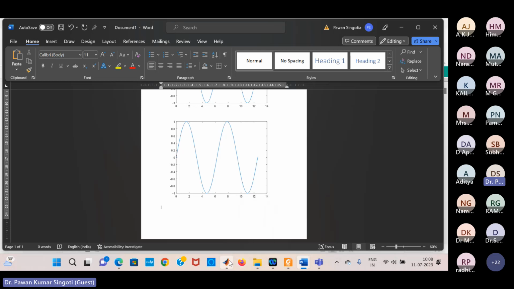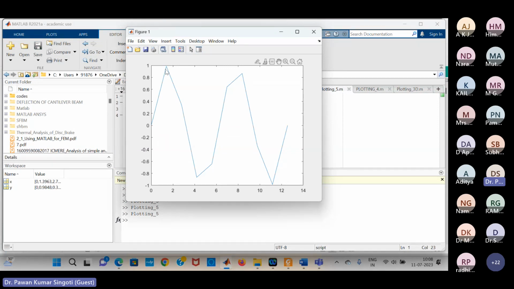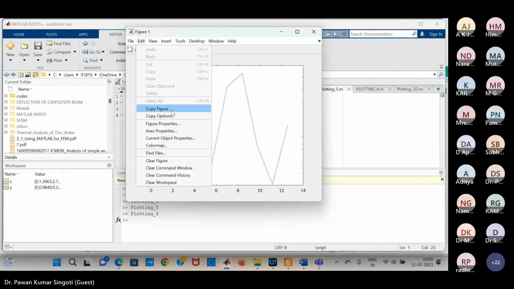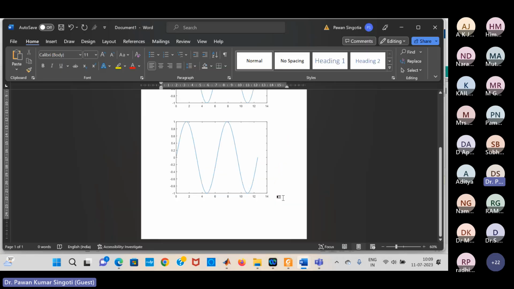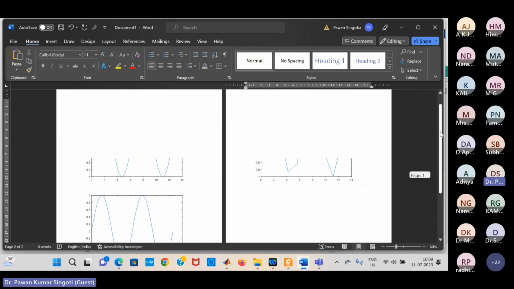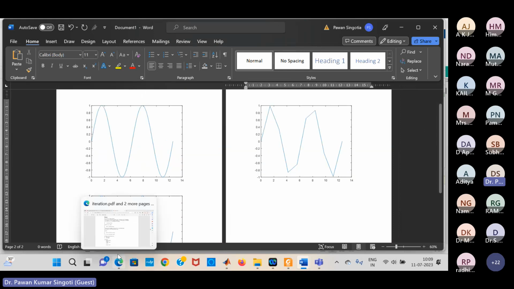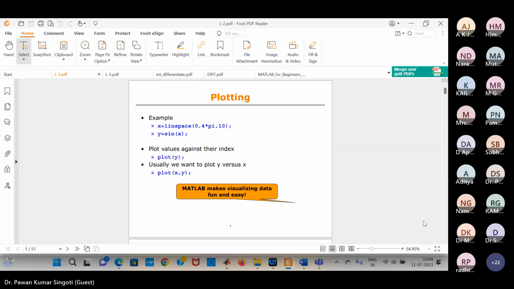Again, I'm showing you the previous one, so you can see the edges over here. With fewer data points, smoothness is decreased. As I increase the data points, smoothness will increase. This is for 10 data points, this is for 100 data points, and this is for 1000 data points. According to our need, we can change it.